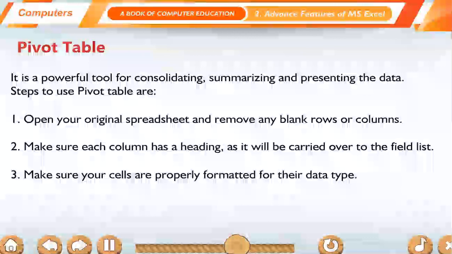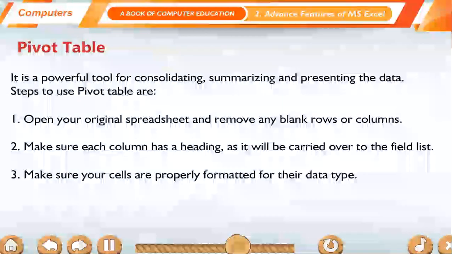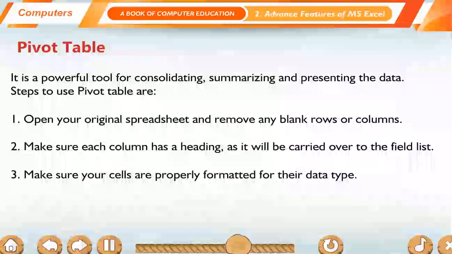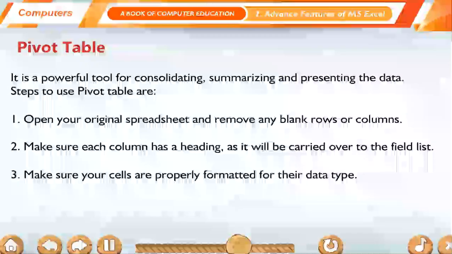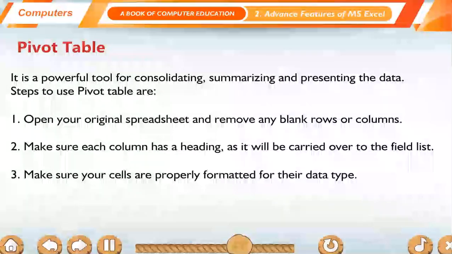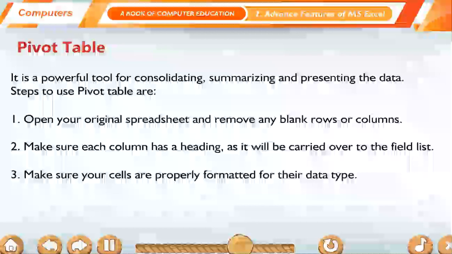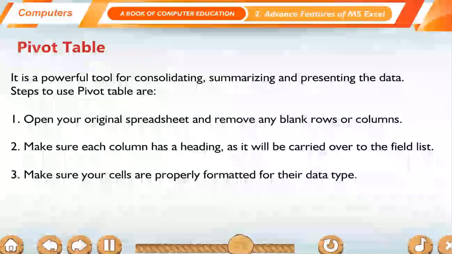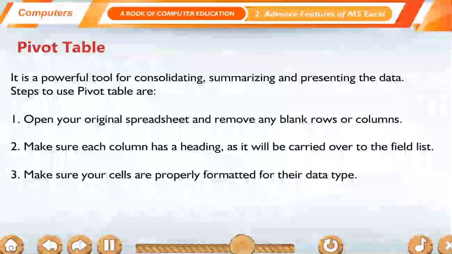Pivot Table. It is a powerful tool for consolidating, summarizing and presenting the data. Steps to use Pivot Table are: open your original spreadsheet and remove any blank rows or columns. Make sure each column has a heading as it will be carried over to the field list. Make sure your cells are properly formatted for their data type.